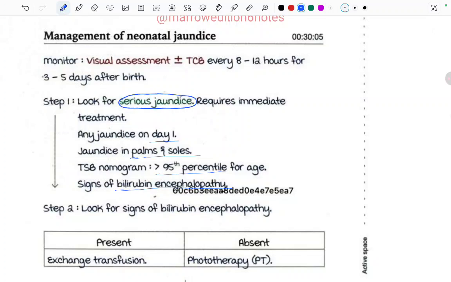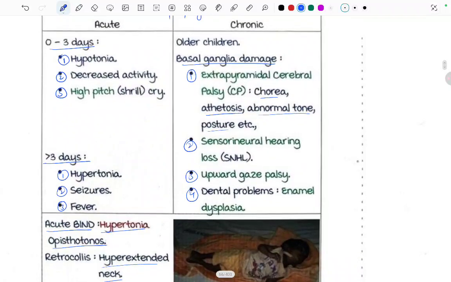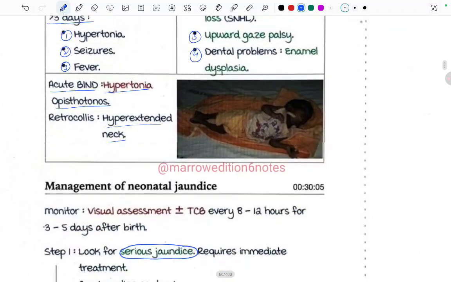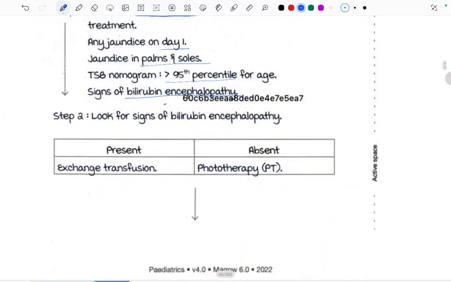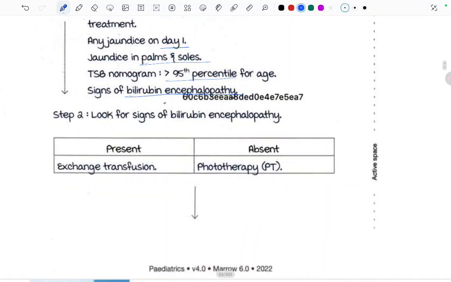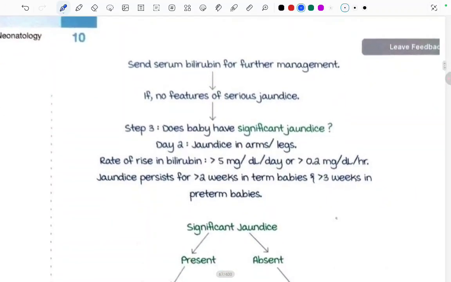Fine. Day 1, palms and soles, more than 95th percentile, and bilirubin encephalopathy. We saw that the acute symptoms of bilirubin encephalopathy were hypotonia, shrill cry, and decreased activity, which after 3 days progress to hypertonia, seizures, and fever. Now, in step 2, we look for the signs of bilirubin encephalopathy. If they are present, we do exchange transfusion, and if they are absent, then phototherapy. Send serum bilirubin for further management.